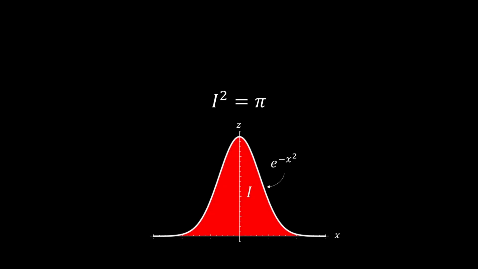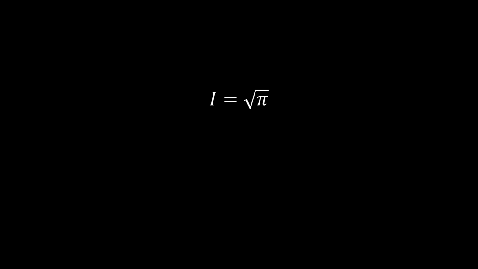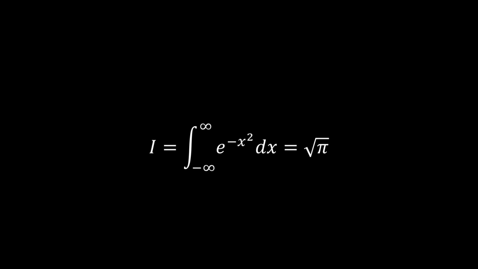But let's not forget the original objective was not to find the volume I squared under the 3D surface, rather it was the area I under the 2D curve. Which means we simply need to take the square root of both sides, ending up with I is equal to the square root of pi, which is the final result obtained from evaluating the Gaussian integral.